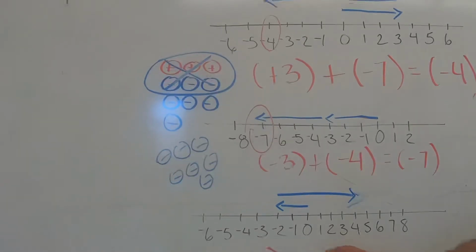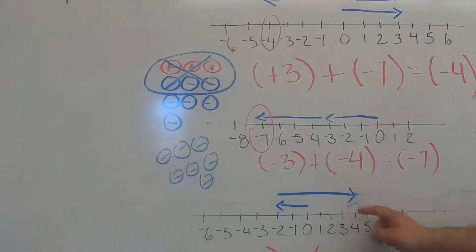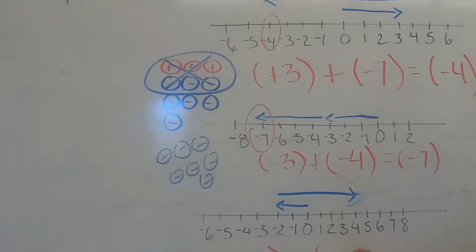And then we're going to be adding positives, because it's going towards the right now. 1, 2, 3, 4, 5, 6 positives. Now, this will actually tell us where our answer is, which is +4.